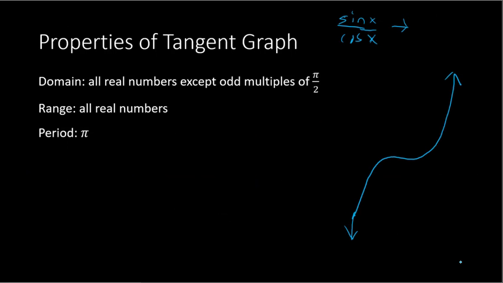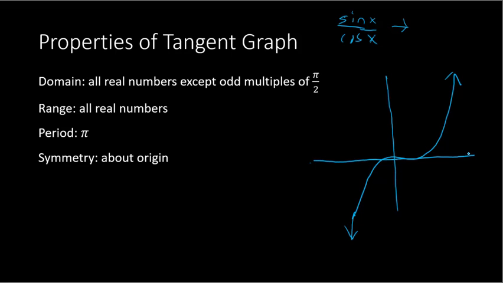And then we have symmetry as well. And the symmetry is about the origin. So if you imagine graphing this, something like this here. Okay, it's going to be symmetric about the origin. And then we have x-intercepts as well, and the x-intercepts will be at multiples of pi.